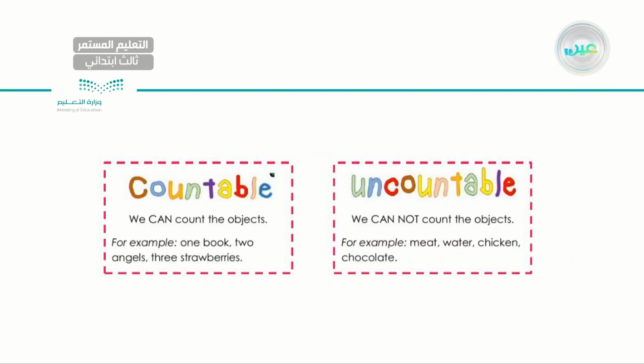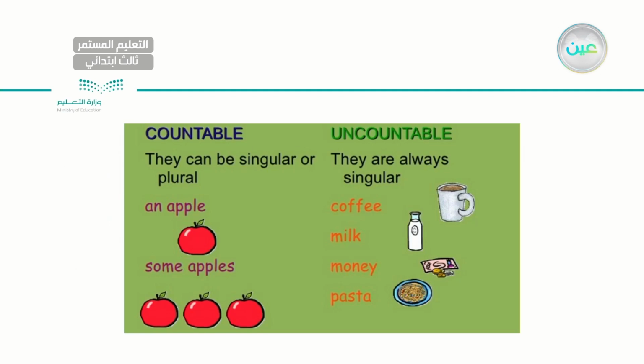Now, what's the difference between countable and uncountable? We can count the objects. For example, one book, 2 angles, 3 strawberries, 5 bananas, 6 students, 7 windows, and so on. We can count these things. For the uncountable, we cannot do this. We cannot count meat, water, chicken, chocolate, orange juice. All these are uncountable items.